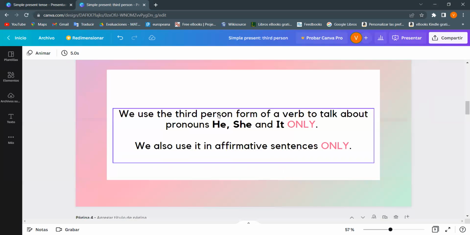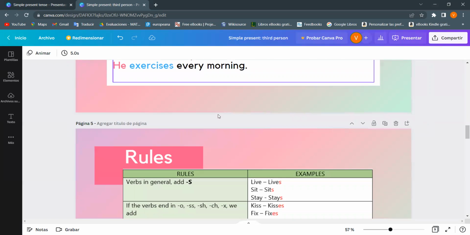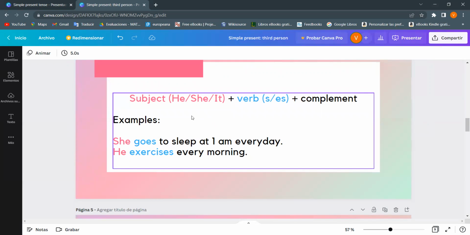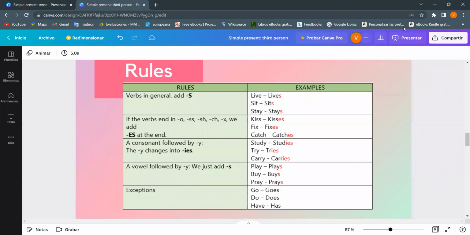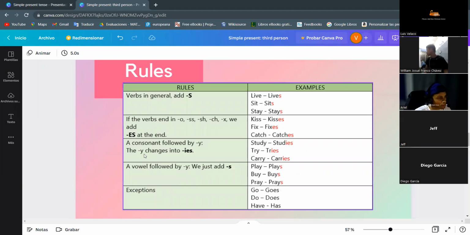All right. So, yes, basically, it's this. The subject, you add an S or an ES to the verb, plus a complement. So we are learning the rules right now. Let's see, Jeff, can you help me read the third rule, please?